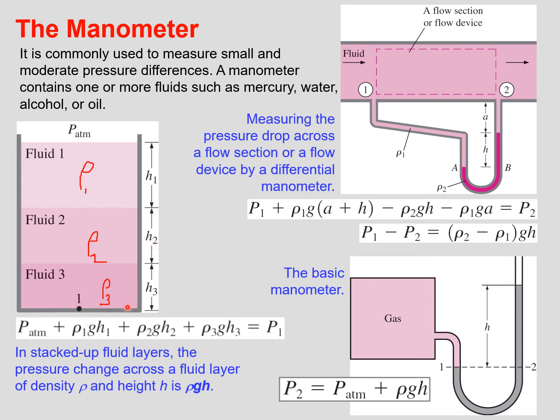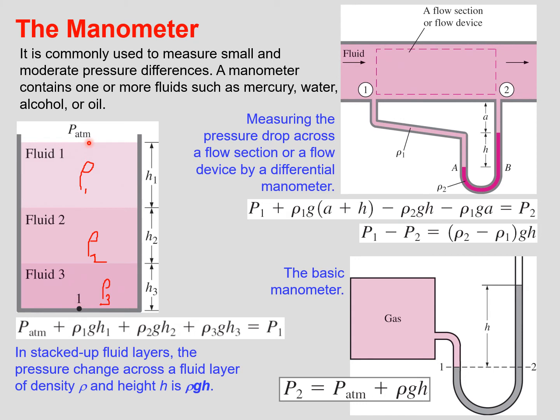The pressure at 1 then is going to be just the sum of all these values. So the pressure at 1 is going to be P atmosphere plus all these terms: rho 1 g h1 plus rho 2 g h2 plus rho 3 g h3. It's pretty easy to see, if you just have different fluids in a beaker or something like that, how the pressure down here is just the sum of everything on top of it.